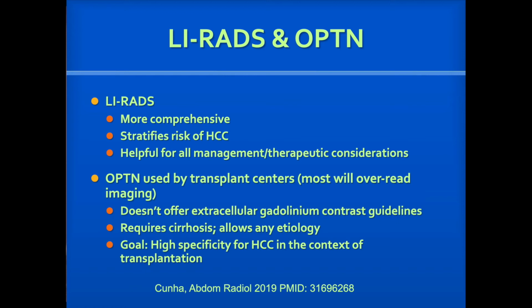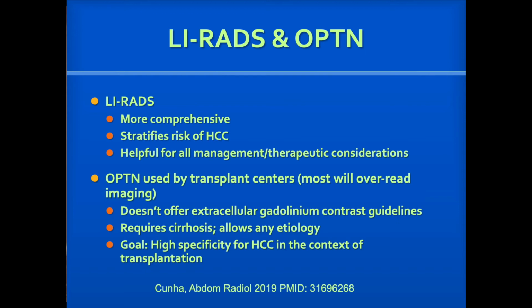LI-RADS in many ways is a more comprehensive scheme that takes into account all observations that you might see in the liver, from the most benign to the most malignant and those that are most likely to be HCC. It really stratifies the risk of HCC along this spectrum, whereas OPTN is really focused on is there HCC or not. They just want high specificity for a diagnosis of HCC.